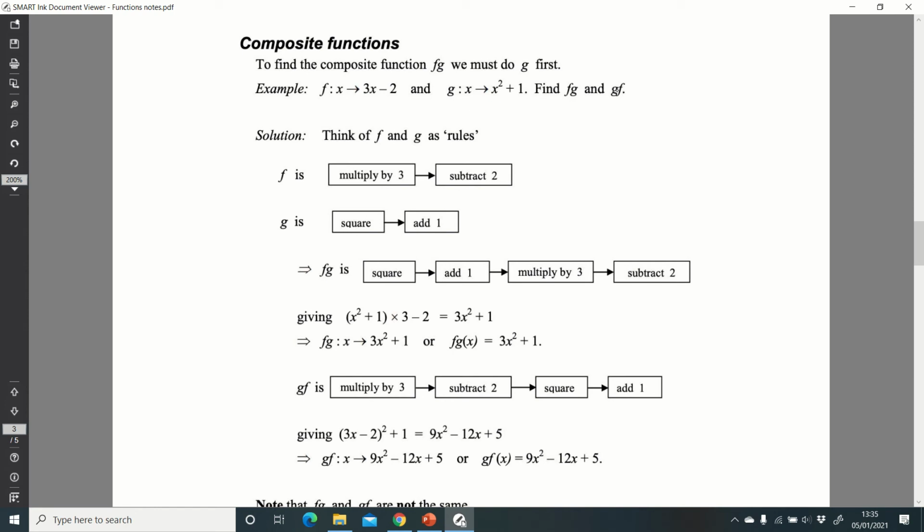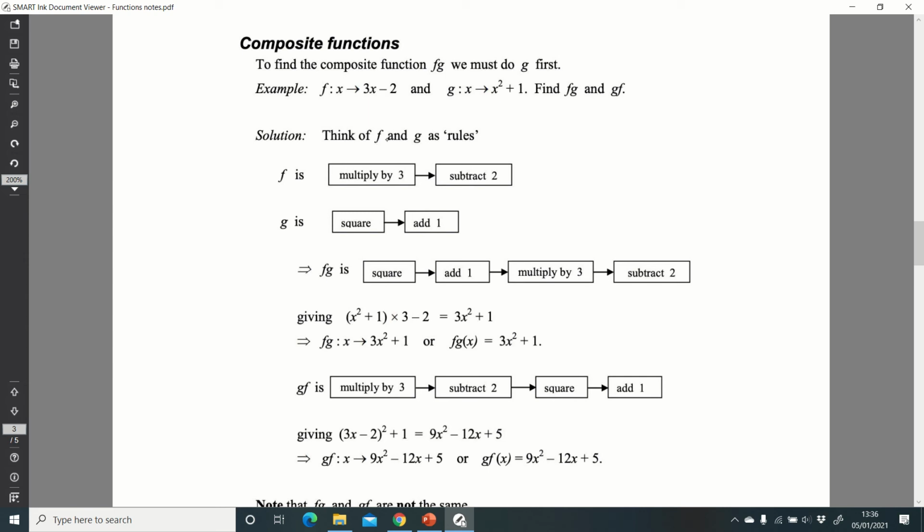But if I also want to find g of f, I do it the other way around. If it's g of f, then I want to find f substituted into g. So the letter that comes first, I guess, is the dominant one in their relationship. So, solution. There are some ways of thinking about what's going on here.